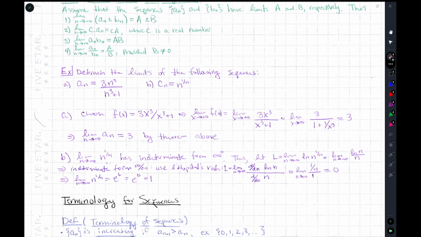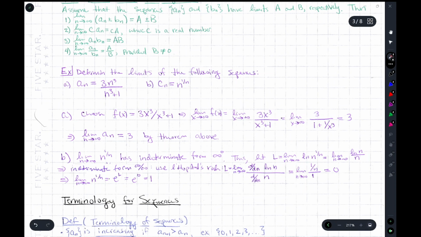Well, what about n to the 1 over n, okay? Well, if you take n to infinity, you get this indeterminate form, okay? And you might recall that whenever you're dealing with this indeterminate form, you want to take the log of the limit, and then exponentiate at the end. All right. So that's what we'll do.